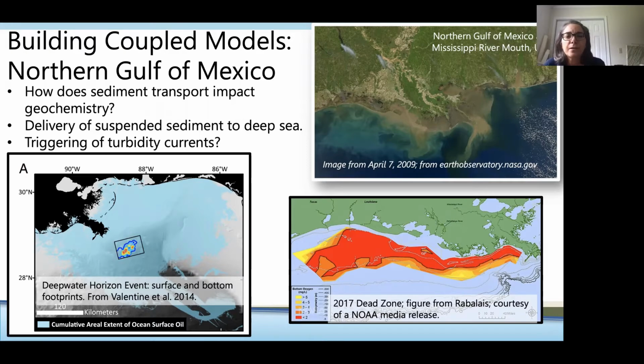And so in the past 10 years or so, my research group has worked on coupling our sediment transport to both of these problems: to the biogeochemistry that creates hypoxia, as well as how we form oil sediment aggregates that then can settle to the seafloor as a sink of oil contamination.